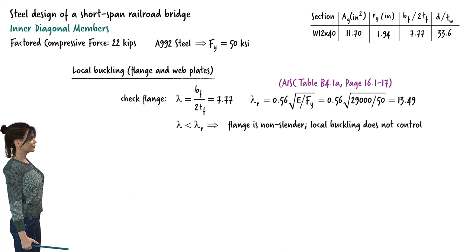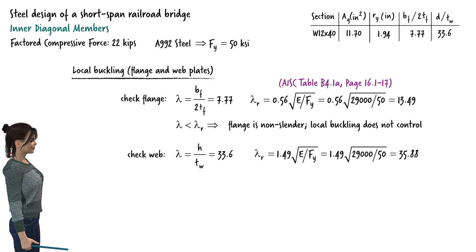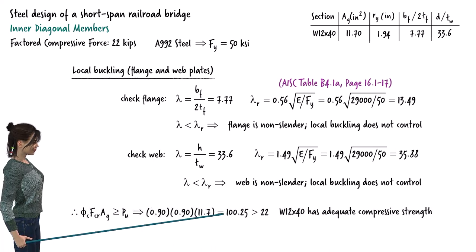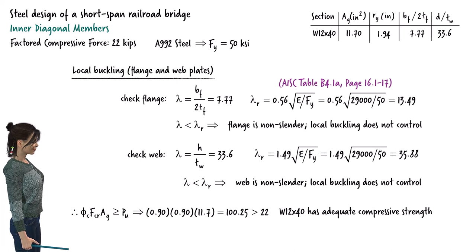Since lambda is less than lambda r, the flange of the section is considered a non-slender element, meaning the flange plate is not susceptible to local buckling. Therefore, there is no need to reduce the already calculated buckling strength of the member. We also need to check the web plate for local buckling. Lambda for web equals 33.6, and lambda r equals 35.88. So, the web plate is also a non-slender member. Therefore, the buckling strength of the member remains to be 100.25 kips. W12/40 has adequate compressive strength for the inner diagonal members.